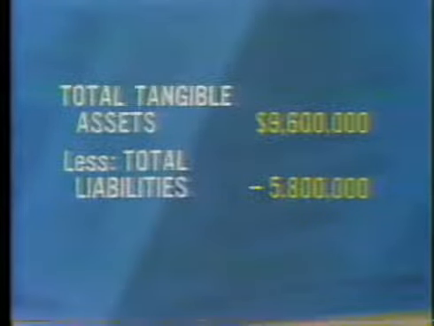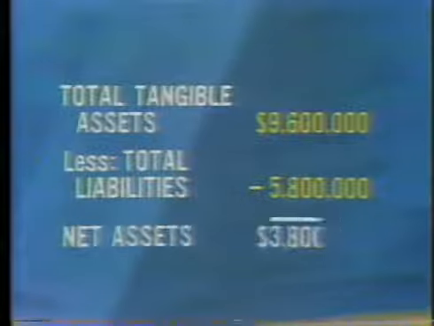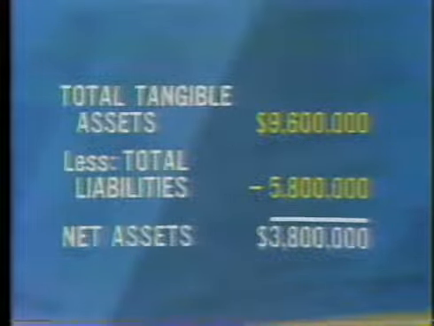So we take that figure and subtract it from the figure you've been remembering, the $9,600,000 in total tangible assets. The difference, $3,800,000 in this case, represents the company's net assets. And now, folks, we're in the home stretch.